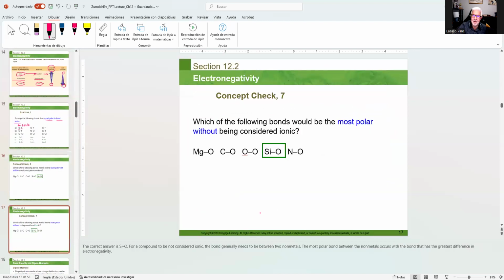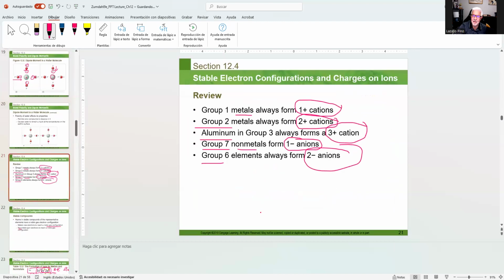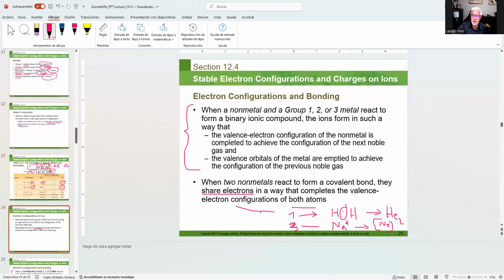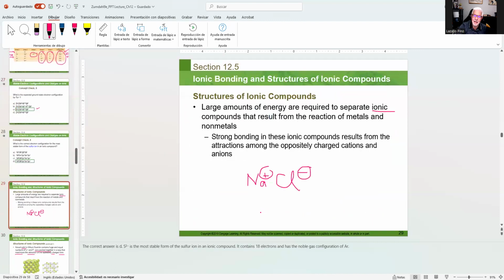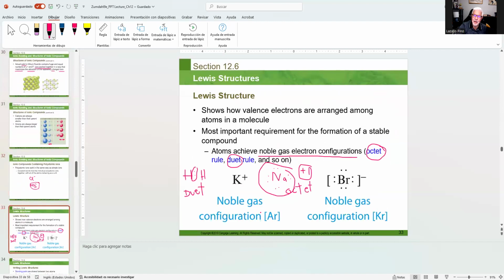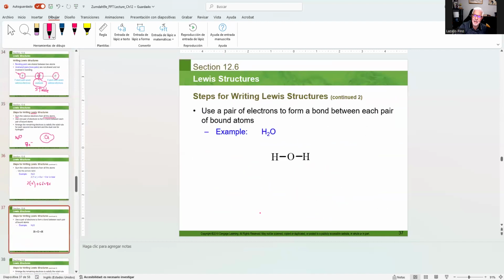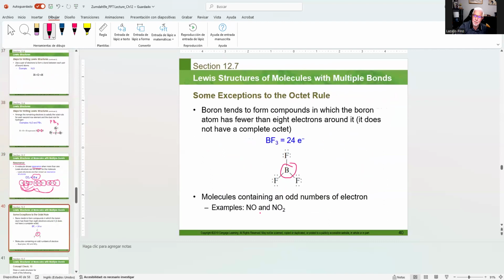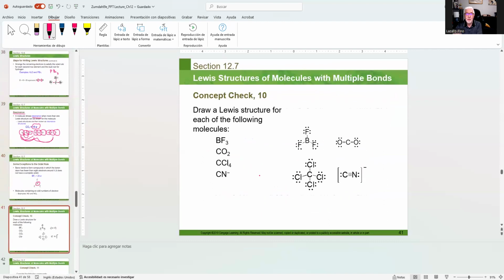Okay, let's go back. Boron is then one of the exceptions where boron does not get the octet rule. Look at this. This is the case of boron. And here we have the representation for every structure. Well, here you have the answer for every one.